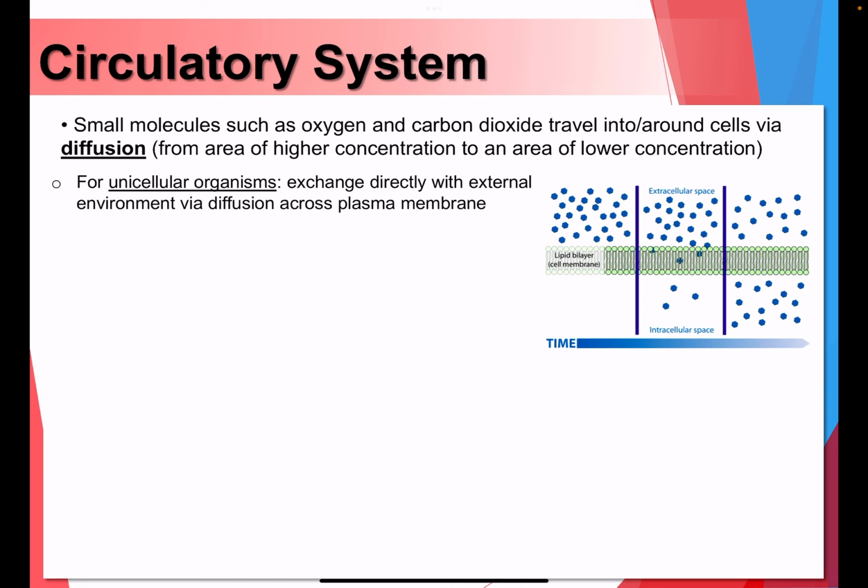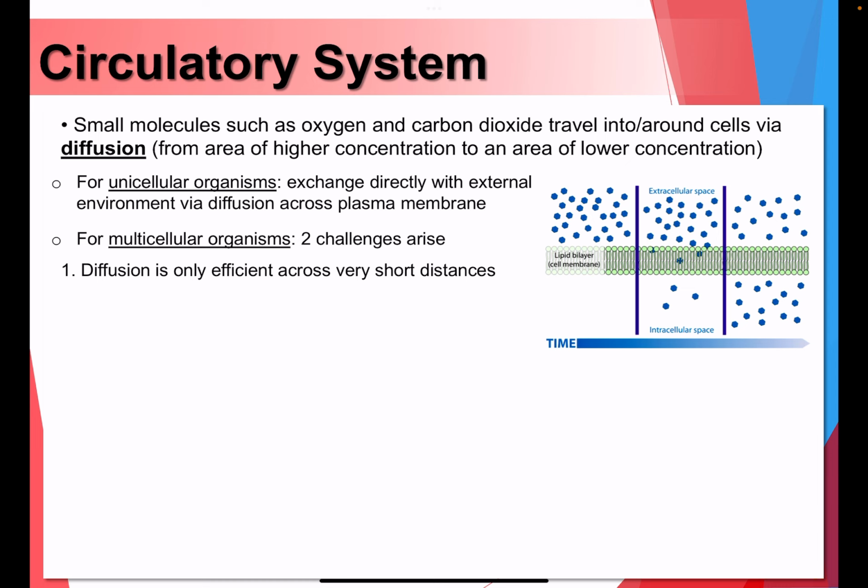So for unicellular organisms, the exchange of these gases goes directly with the external environment, where they just diffuse across the plasma membrane and voila, they're inside the cell. Usually, unicellular organisms are just a plasma membrane with the cytoplasm in it and no other cells, so that's very easy for those species. For multicellular organisms, though, two challenges arise.